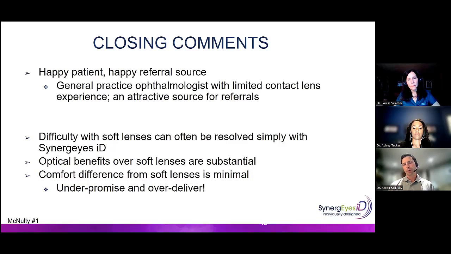I think setting expectations is important, and we may come back to that later. But this patient was very, very happy with the comfort. Yeah, it does surprise me that this is such a high myope, right? And I don't know why sometimes we feel like we have to keep them in soft lenses.